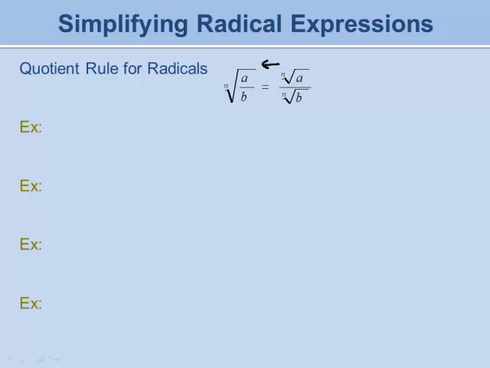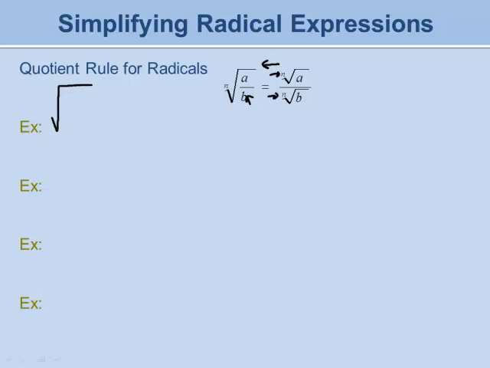You might need to take a numerator radical and a denominator radical, and as long as they're the same root, both square roots, both cube roots, both fourth roots, it might be helpful to combine it into a single term and then simplify the fraction that way. So let's look at some examples of that.